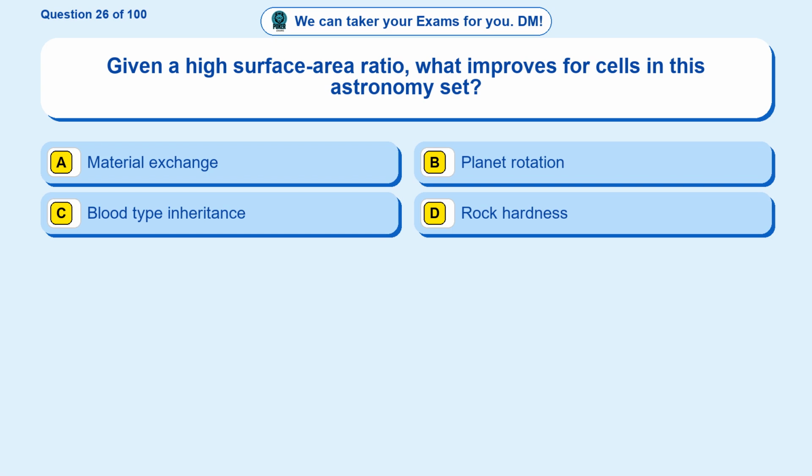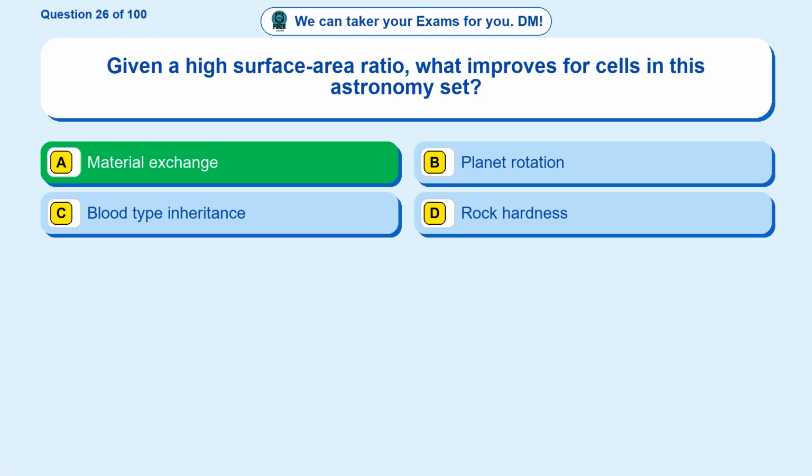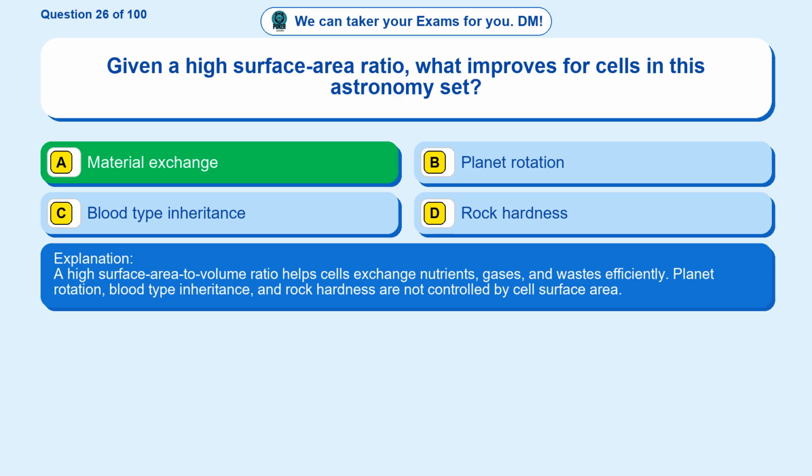Question 26. Given a high surface area ratio, what improves for cells in this astronomy set? Option A, material exchange. Option B, planet rotation. Option C, blood type inheritance. Option D, rock hardness. The correct answer is option A. Material exchange. A high surface area to volume ratio helps cells exchange nutrients, gases, and wastes efficiently. Planet rotation, blood type inheritance, and rock hardness are not controlled by cell surface area.